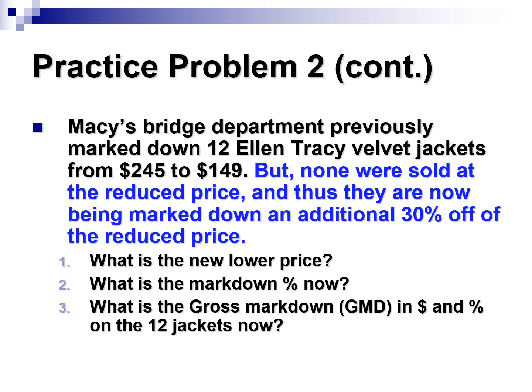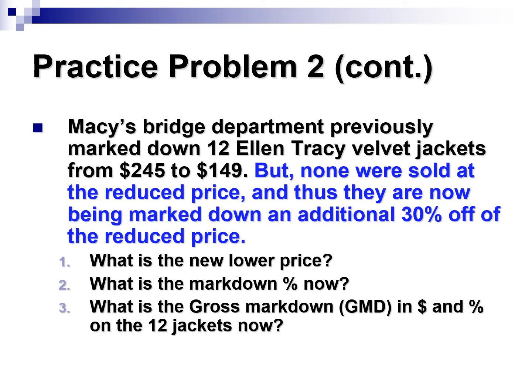So I hope that it wasn't too hard to calculate gross markdown dollar and gross markdown percent. Now let's continue with the same problem. Let's say the first sentence is the same as the previous problem. So now the same department had the 12 jackets that were originally 245 and now 149. But let's say none were sold at the reduced price. So that 149, and in spite of the lower price, it just didn't sell.